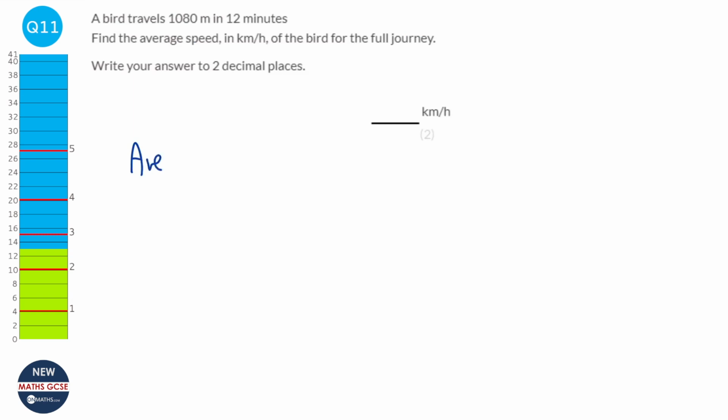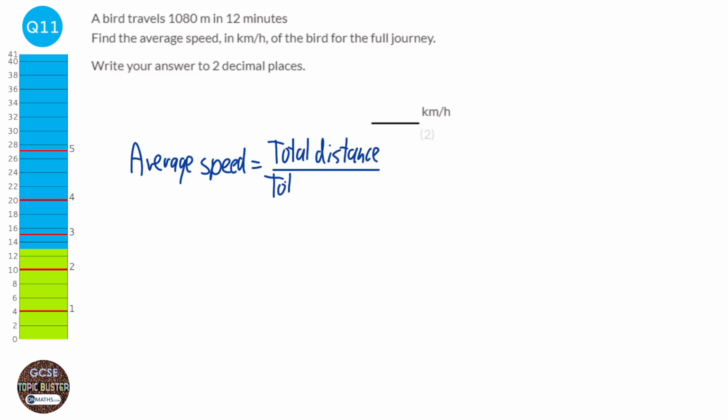To find average speed, we do the total distance and we divide it by the total time. Now, in this question, we've got a bit of an issue because the question wants kilometres per hour, but the units are given to us in metres and minutes. So we just need to do some basic conversions.